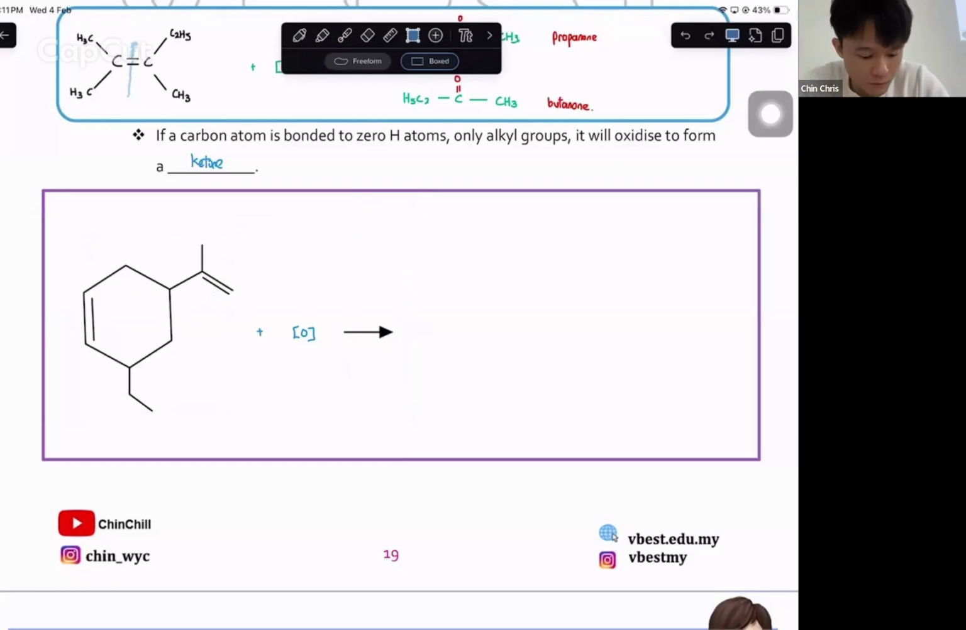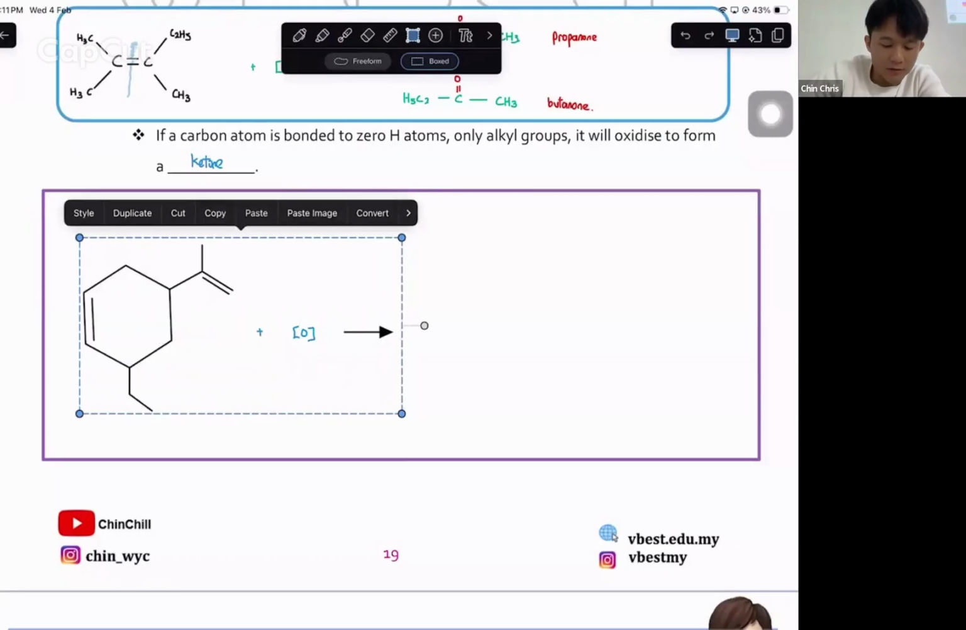2H forms CO2 and H2O. 1C, 1H forms carboxylic acid. And remember this, 2C forms ketone. Okay, I will give you a hint. It will form all three. You get all three different compounds here. Please try.